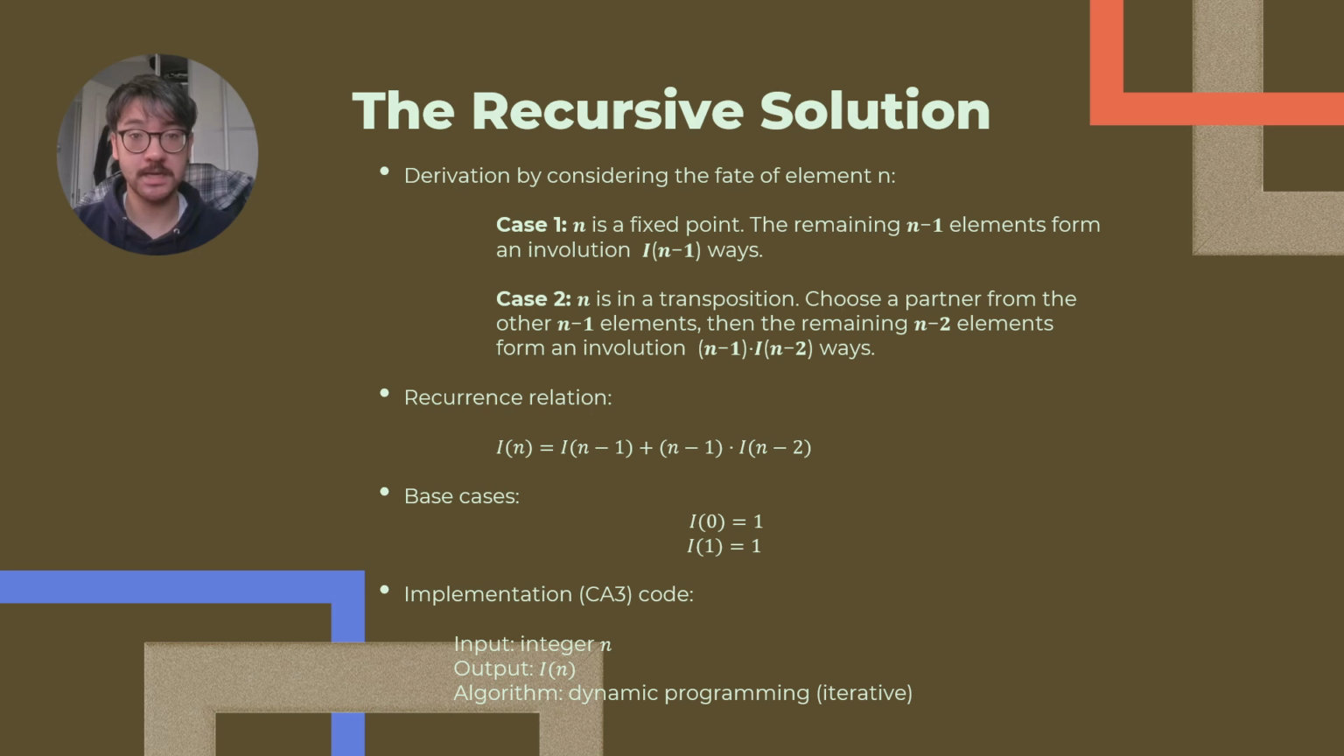My code for CA3 implements this recurrence directly. The input is the integer n, and the output is I_n. The algorithm uses dynamic programming, iteratively building the solution from the base cases up to n, which results in a highly efficient computation.